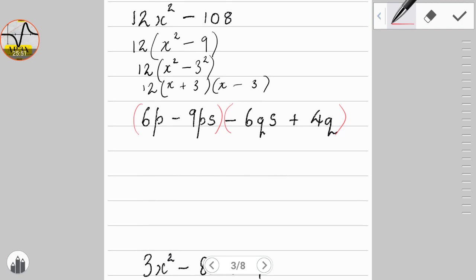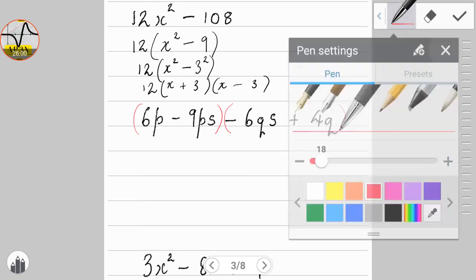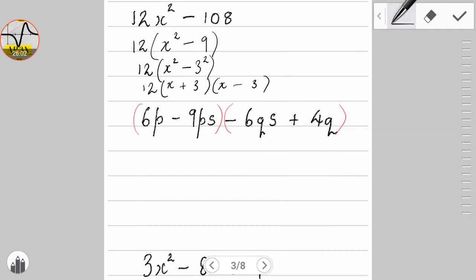Now, let's have a look at this here. First, we have to ask ourselves, are the terms already grouped or do we need to regroup? Well, it so happens that this particular question does not require us to regroup, because in the first bracket here, we can see that there's a clear common factor of 3. 3 can go into 6 and 3 can go into 9, and there's also a repeated term here of p, so p is also a common factor.